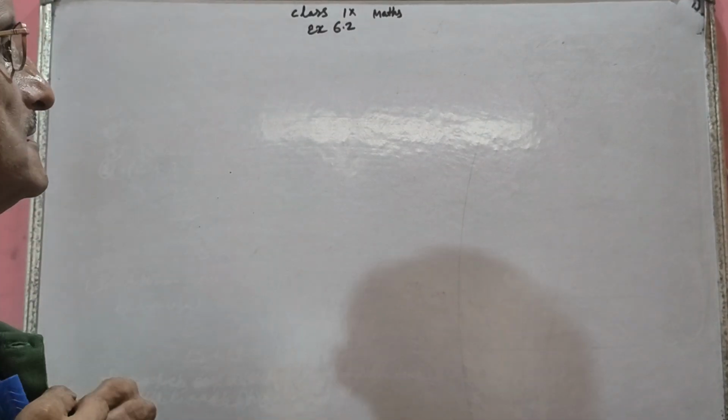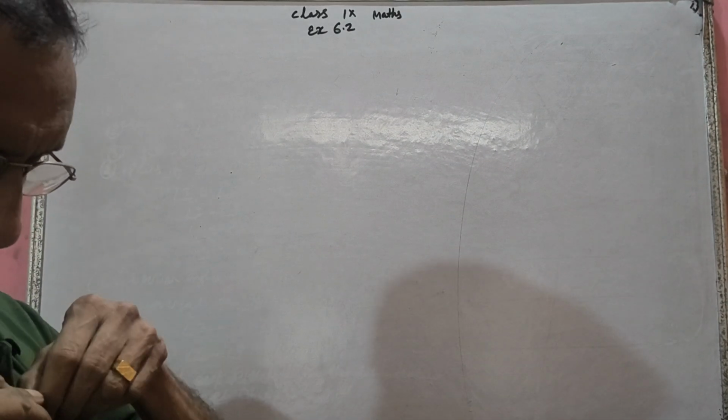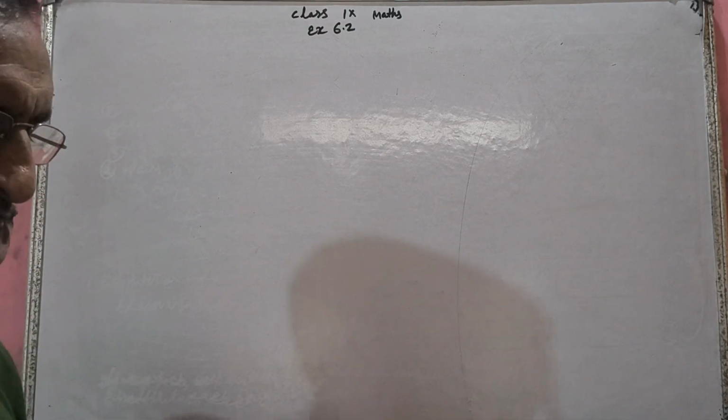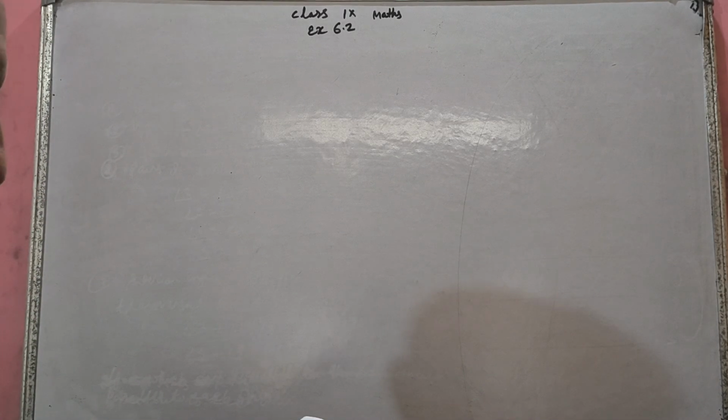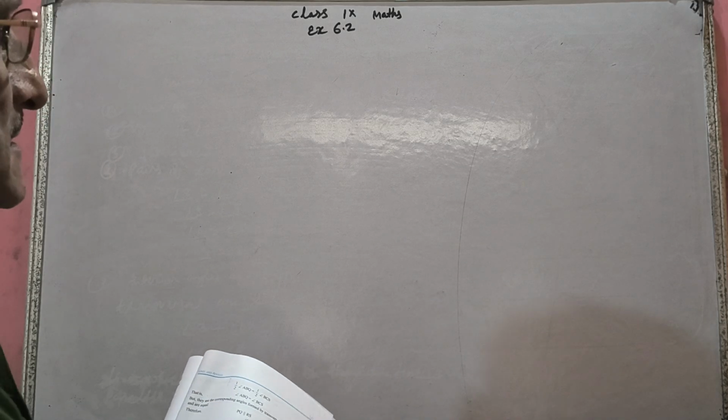Okay, so we will start now. Number 1. Question number 1, exercise 6.1. Diagram is given.